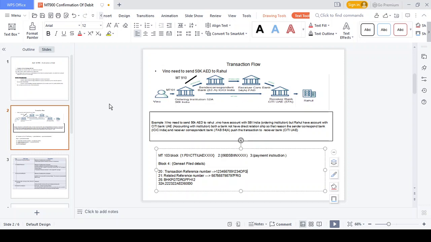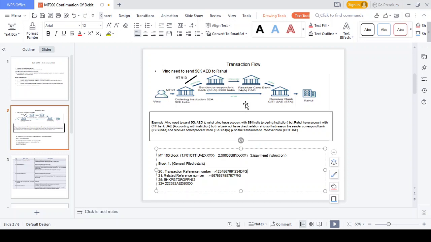Next we consider the indirect transfer, either MT202 or MT202 cover. In this case we approach the sender correspondent, receiver correspondent and receiver bank, because the sender bank doesn't have a direct relationship with the receiver bank. In that case, MT202 and MT202 cover should be generated.